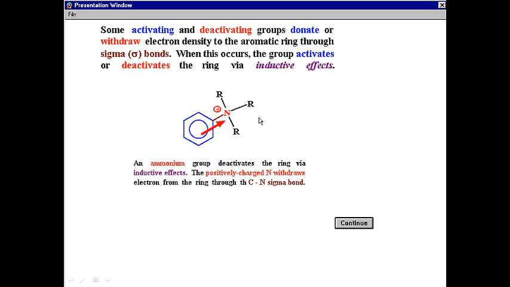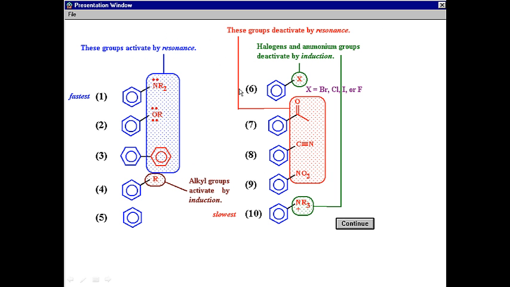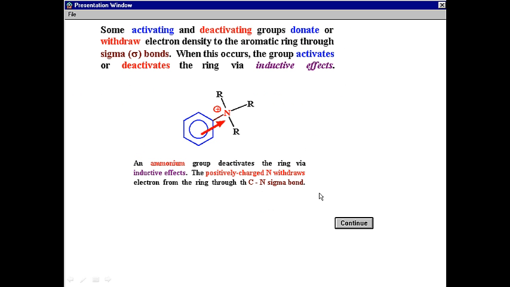Last one on the chart's N+, and this will be the end, because they said don't go above an hour. Here's my ammonium. It is dead last on the chart. I think I got another chart here. It is dead last. Why? Well, when you have a full-blown positive charge here, that's going to withdraw electron density how? By induction.